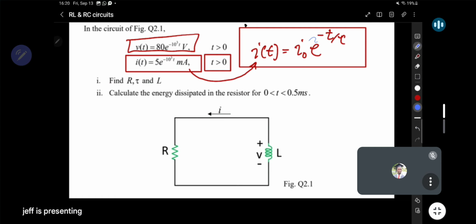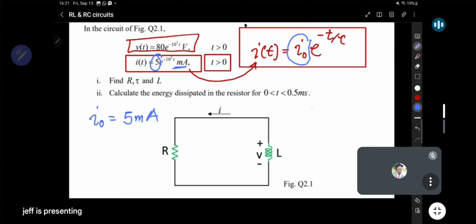see that where we have the initial current from the inductor, we have 5. Of course, you just want to observe that this is in milliamps. So even when we get our I0 as 5, you should see that this 5 is in milliamps.